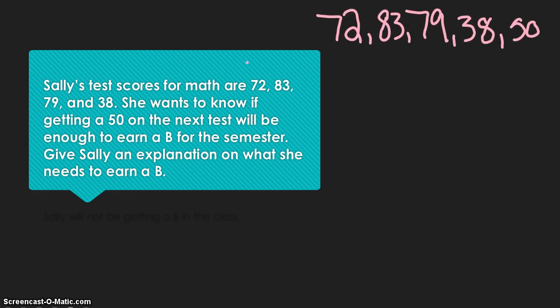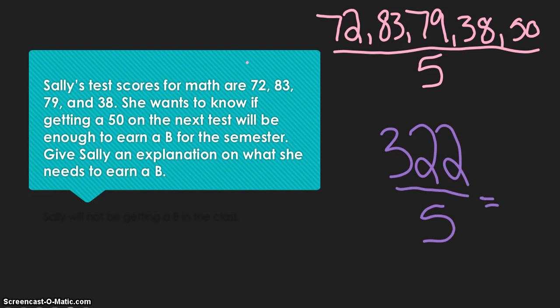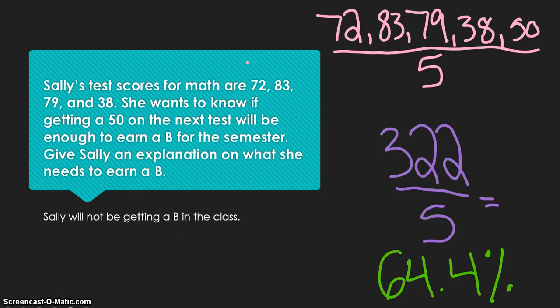So you're going to take your numbers 72, 83, 79, 38, and 50, and you're going to put that over 5. But before you divide those numbers by 5, you have to add them all together. So once added all together, that would equal 322. So then you would divide by 5. So that would give us 64.4%. Now a 64 is a D, so she would not be earning a B, but a D in the class. So Sally will not be getting a B in the class.